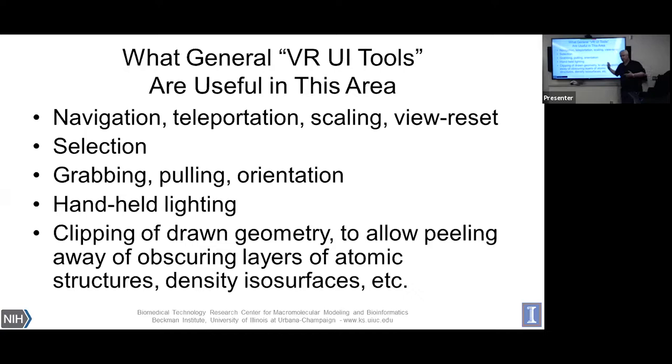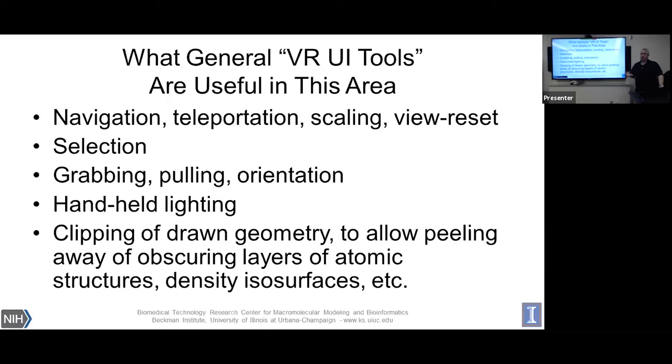Some of the other tools we want are for manipulating or pulling or selecting things on the molecule, and changing the lighting. By moving lights around, you can get a much better understanding of the relative spacing and packing of the geometry that's in the scene. Of course, using higher fidelity lighting schemes like ambient occlusion lighting will give us a lot of that too, but that's very difficult to do at the frame rates that are required for head-mounted displays. So there are trade-offs there.